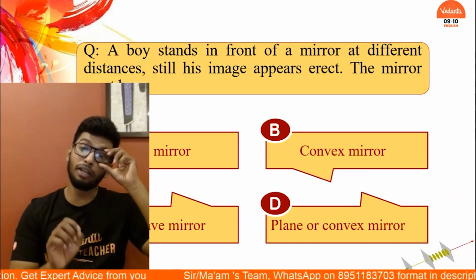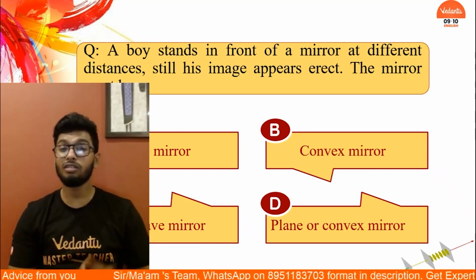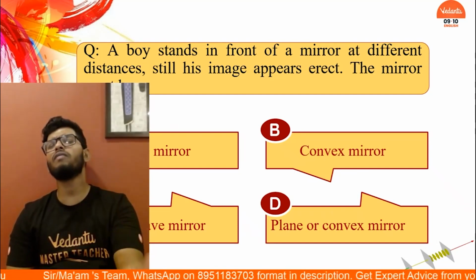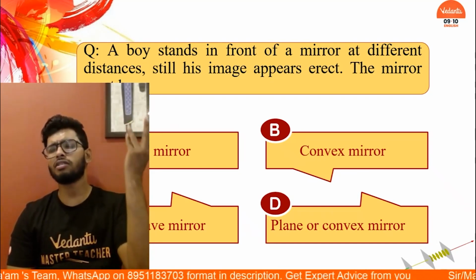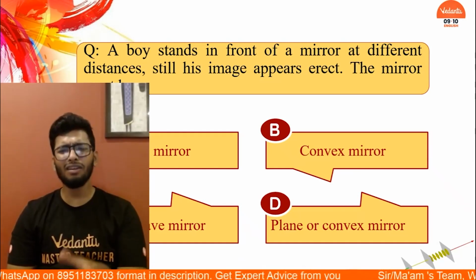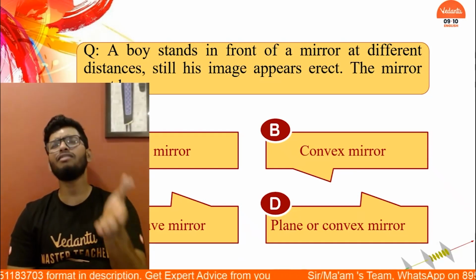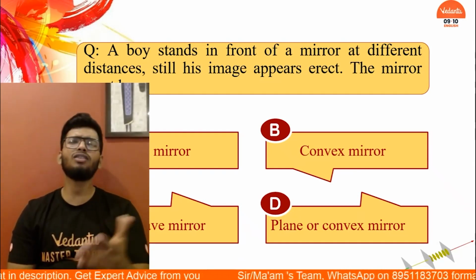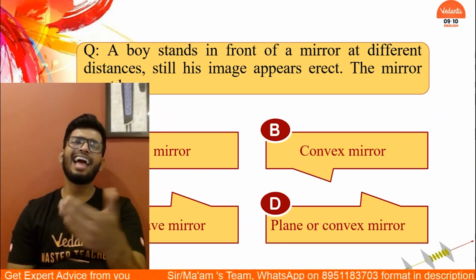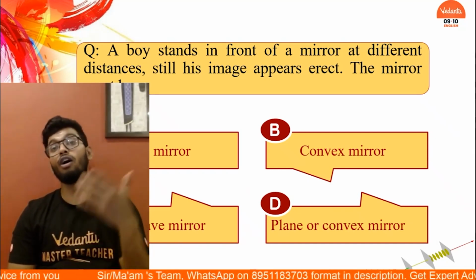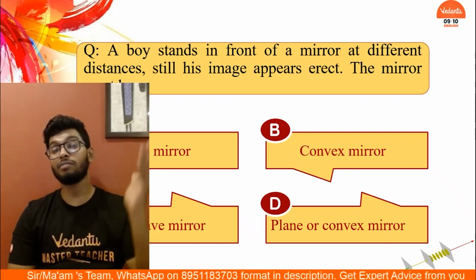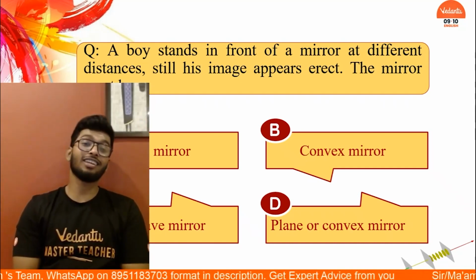This must be a plane mirror, 100%, sir. This must be a convex mirror, 200%, sir. This must be a concave mirror, 350%, sir. Or option D, plane and convex, or plane or convex, 500%, sir. Which do you think is the right answer?